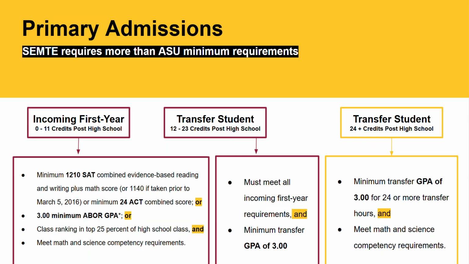Now, please be aware that if you are a current ASU student looking to change your major into one of our SEMTE programs, you are still considered a transfer student. And your transfer GPA will consist of all of the courses that you have taken in your undergraduate career. So whether you are transferring from an outside institution or from ASU or with a combination of both, all of those will be combined for your transfer GPA.